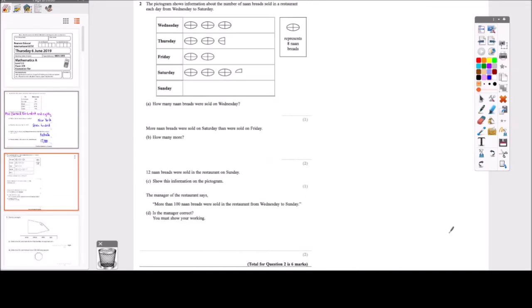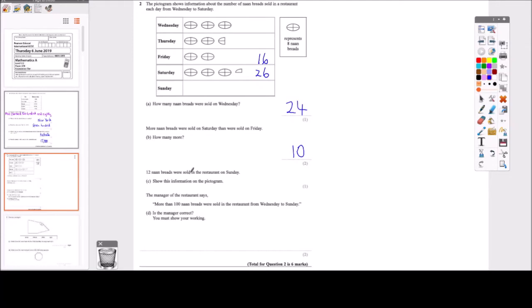Question 2. How many naan breads were sold on Wednesday? Well, each of these rugby ball shapes is 8 naans. These are 3 of them, so 3 8s are 24. Right, how many more naan breads were sold on Saturday than Friday? Friday we've got 8 and 8, which is 16. Saturday we've got 8, add 8, add 8, add a quarter, which is 2. So 3 8s are 24, add 2 is 26. So how many more were sold on Saturday than on Friday? Well, that's 26 take away 16, which is 10.